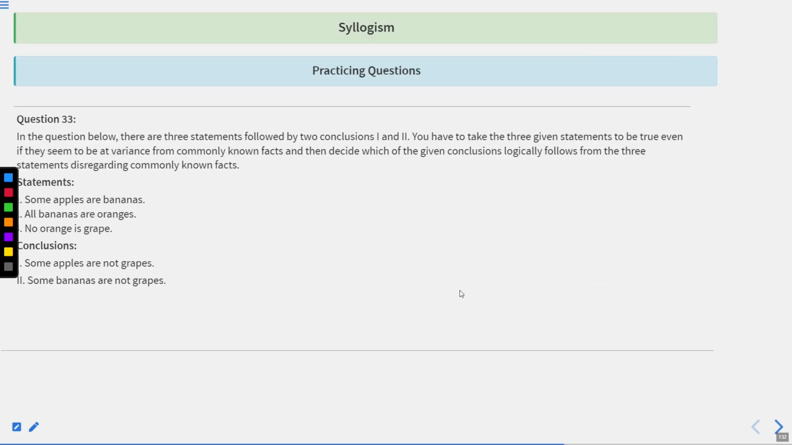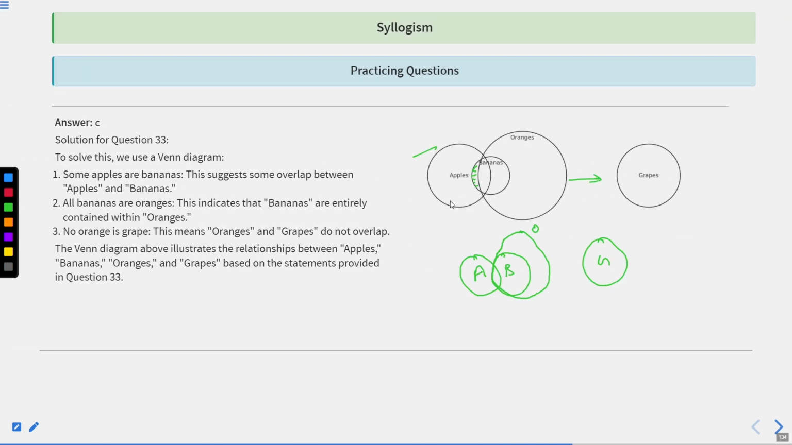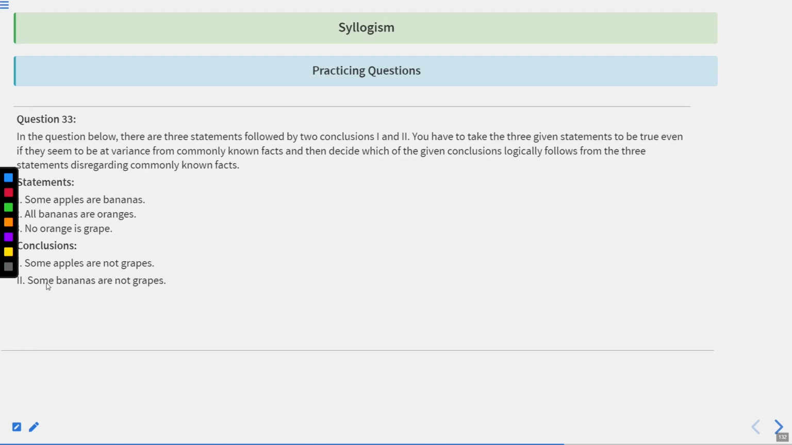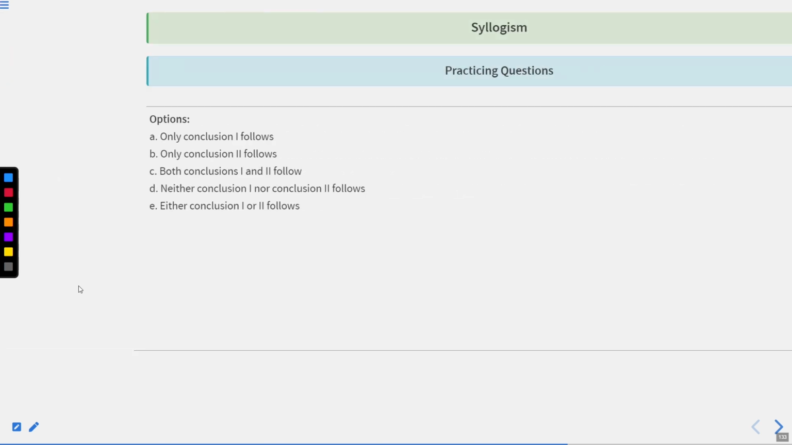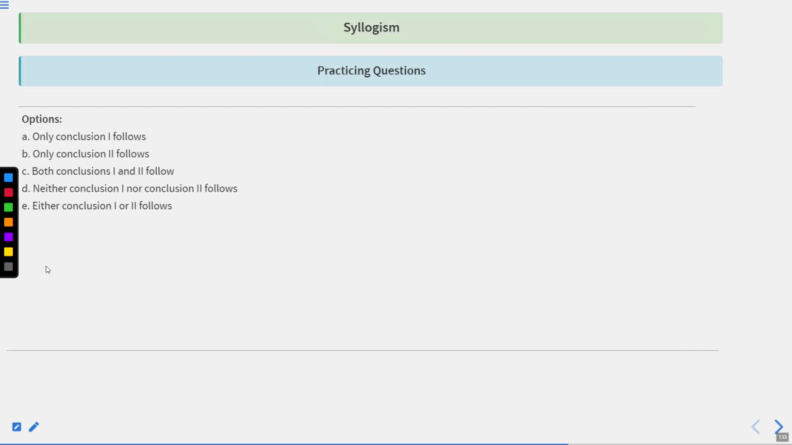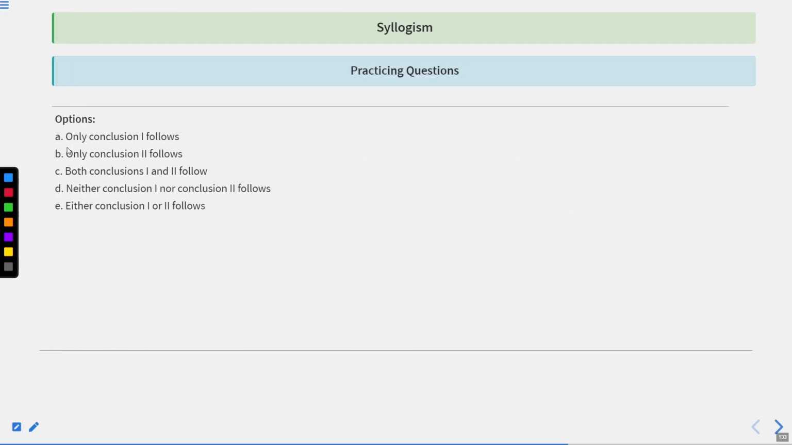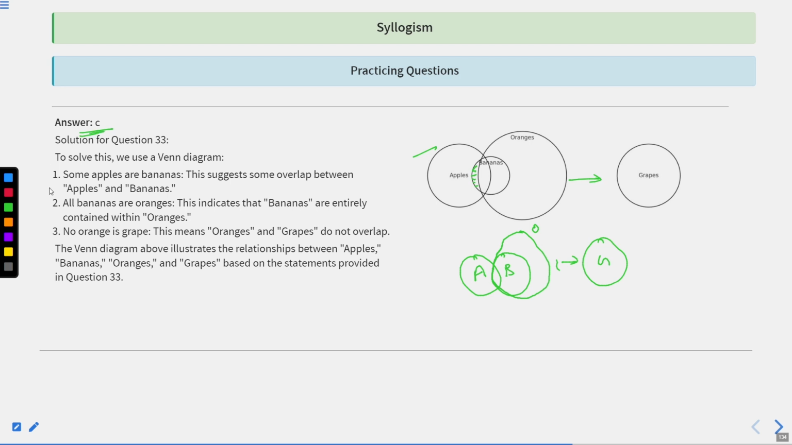Now let's try to figure out. Some apples are not grapes. Very clear. First statement follows. Some bananas are not grapes. Some bananas, obviously, are within the orange. No relation between orange and grapes. Therefore, the second statement, which says that some bananas are not grapes, is also true. The answer for this question will be conclusion 1 and 2 follows.